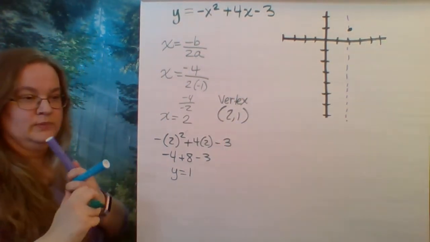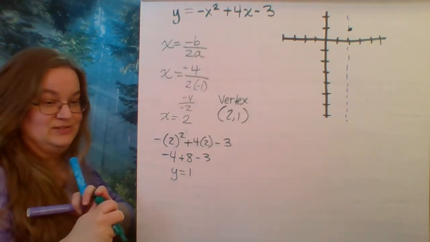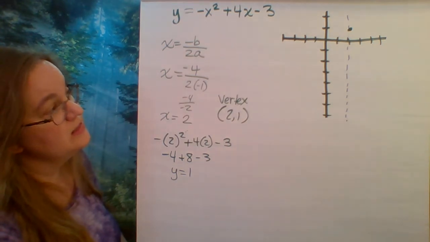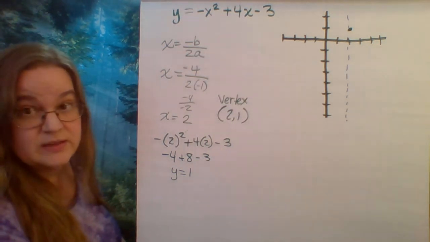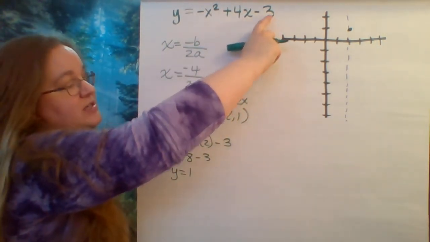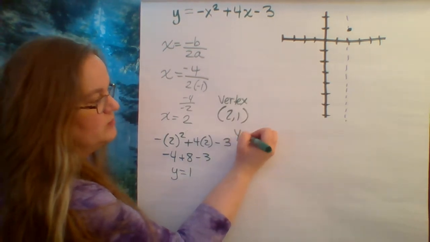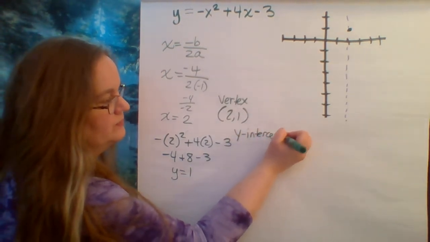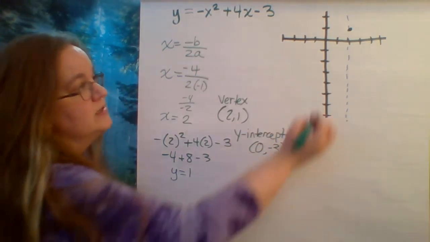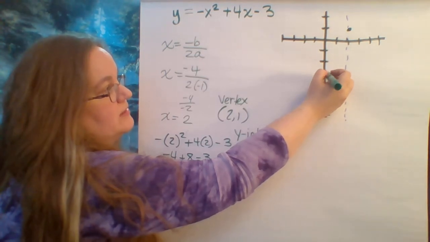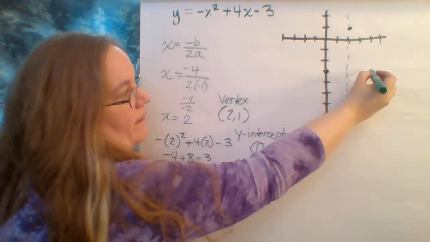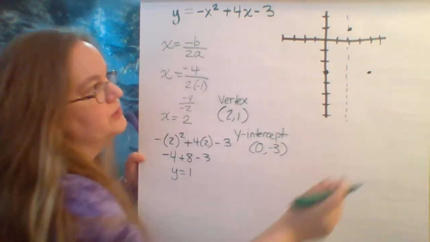Now, the next point I want to look at is maybe the y-intercept, because again, that one's really easy. If I look at my equation, my y-intercept is what c is, so c is -3. So my y-intercept is just going to be (0, -3). So if I go to (0, -3), that's going to be a point. Now, notice it's 2 away, so 2 away on the other side is also going to be at -3.